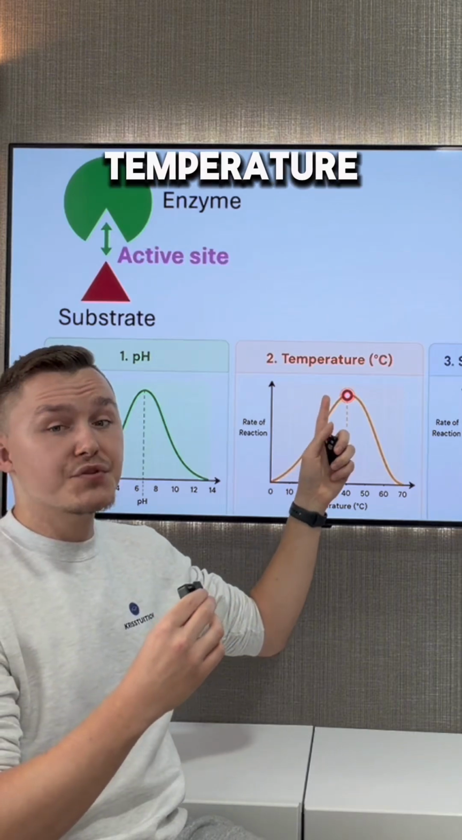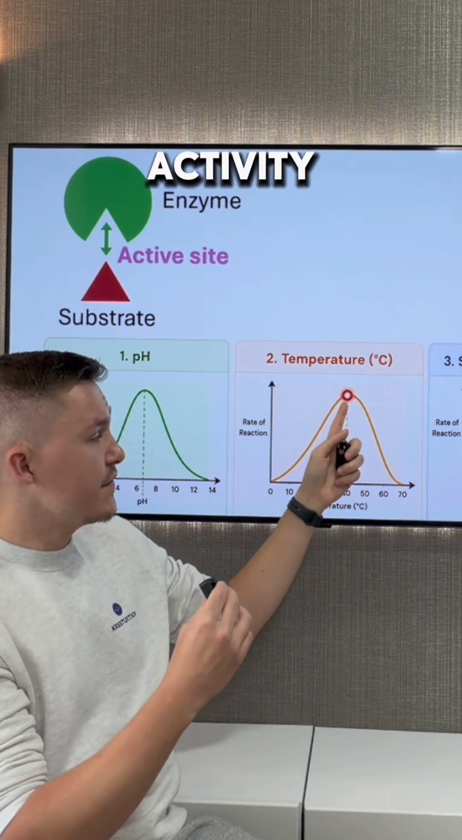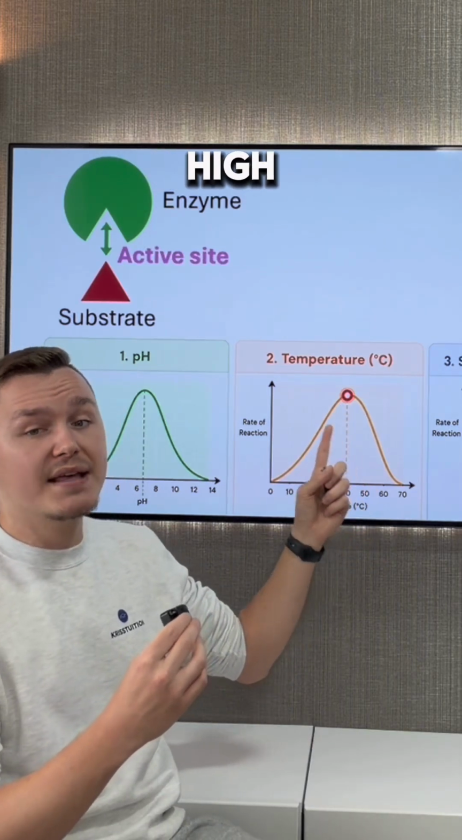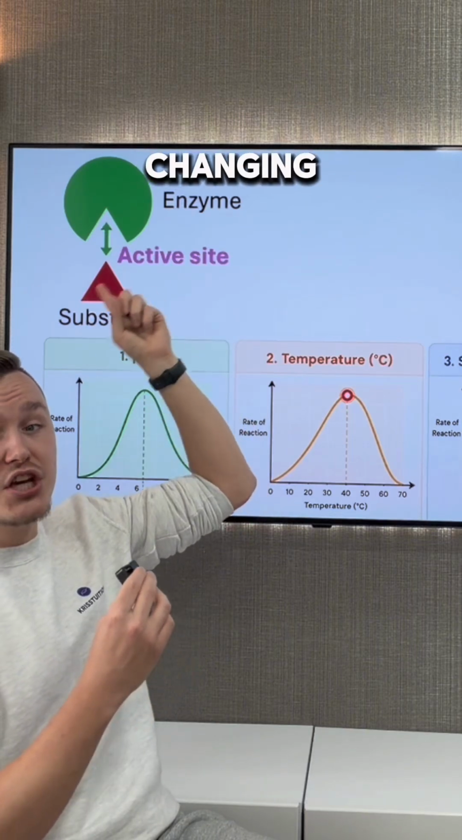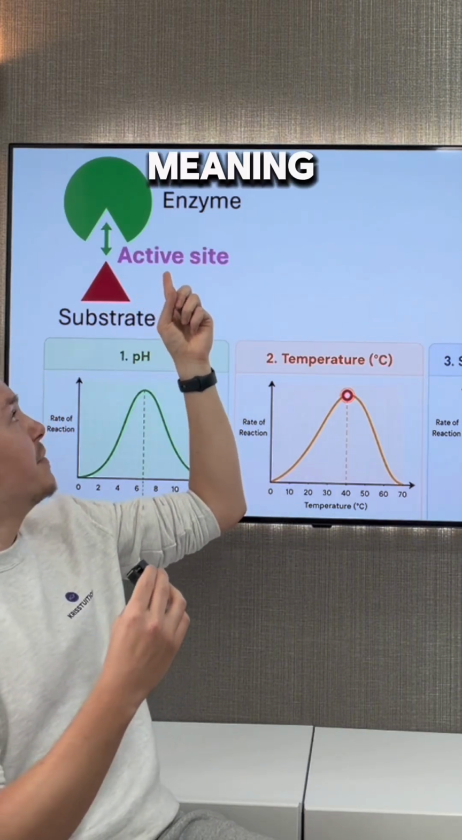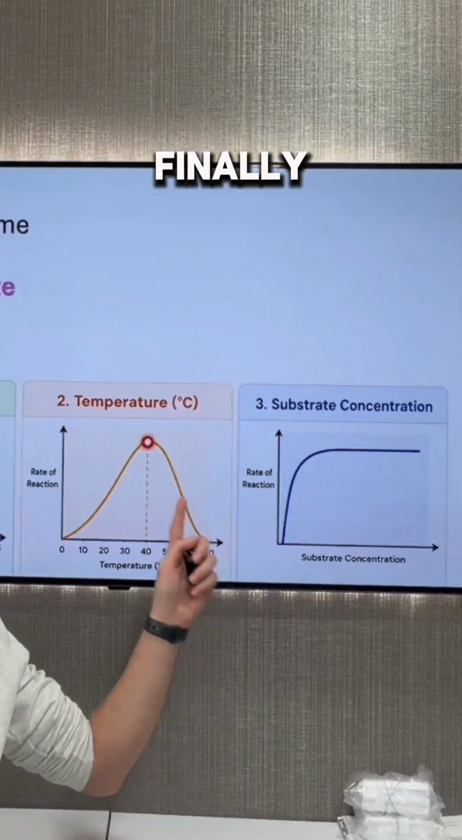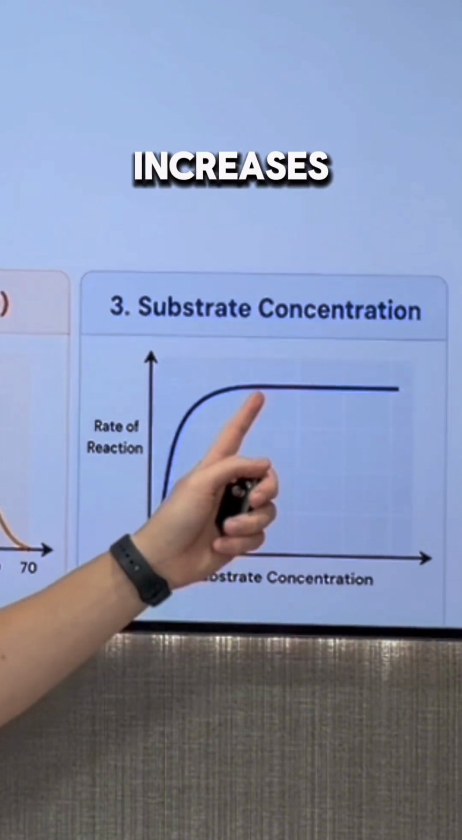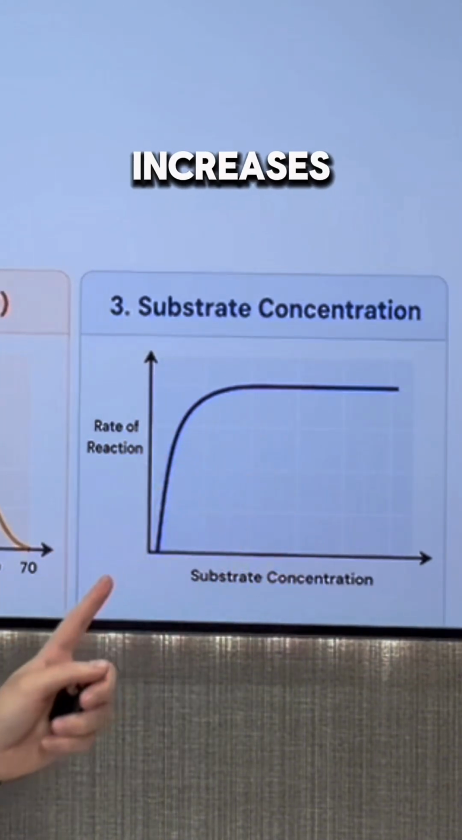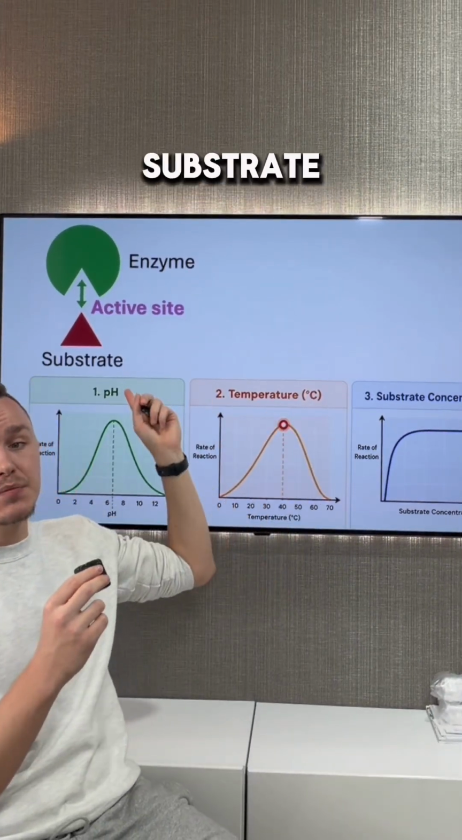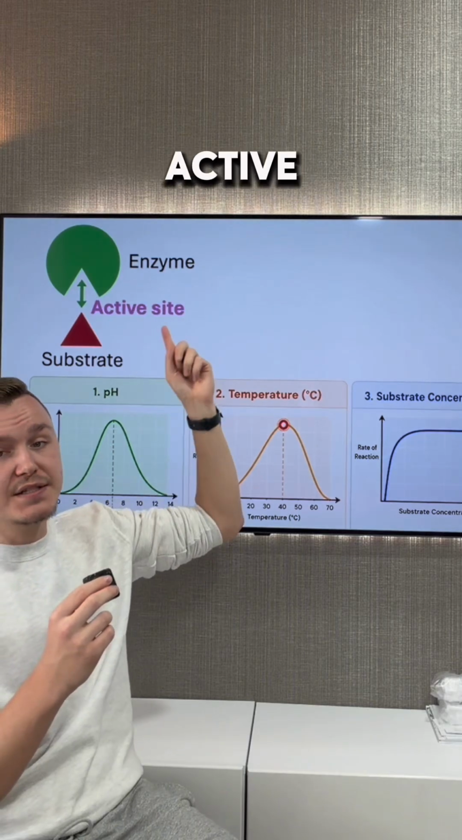However, as the temperature gets too high, the activity of the enzyme decreases again, because if the temperature is too high, this denatures the enzyme, changing the shape of the active site, meaning that it's no longer complementary to the substrate. And finally, as substrate concentration increases, the rate of reaction also increases because there's more substrate, therefore there's a greater likelihood that a substrate will collide into an active site.